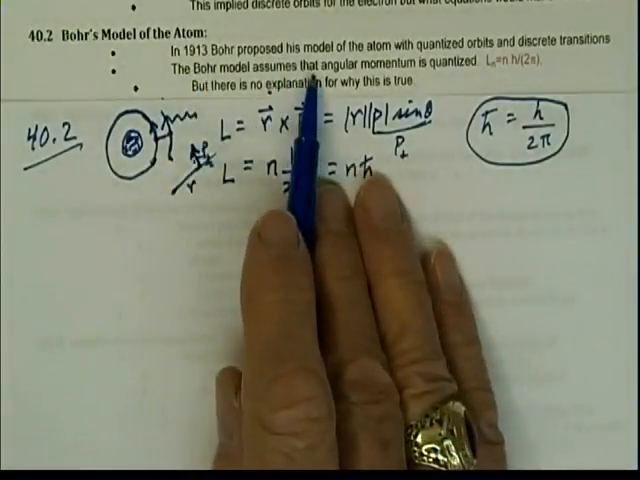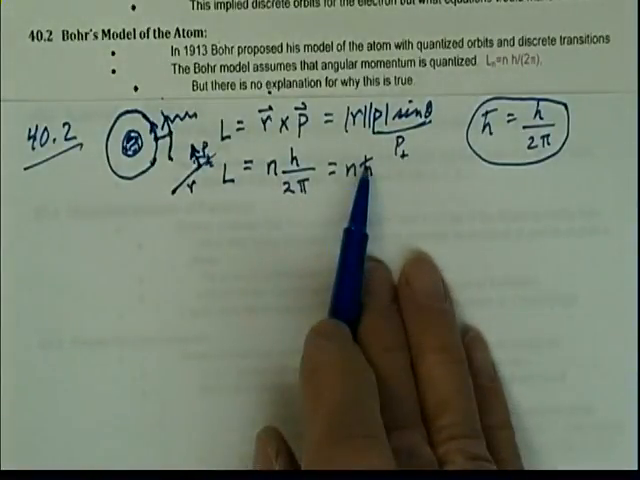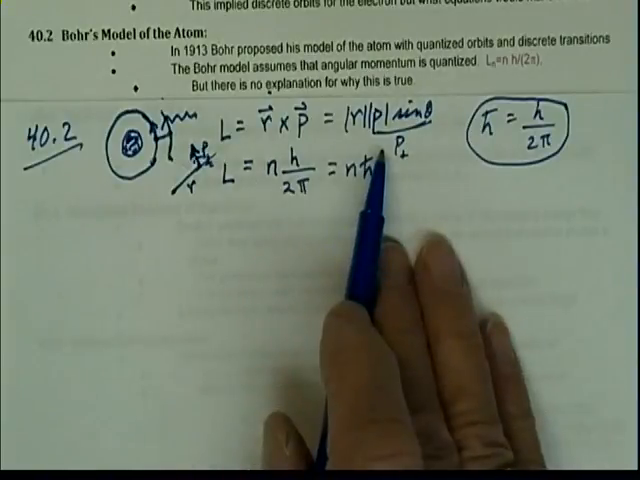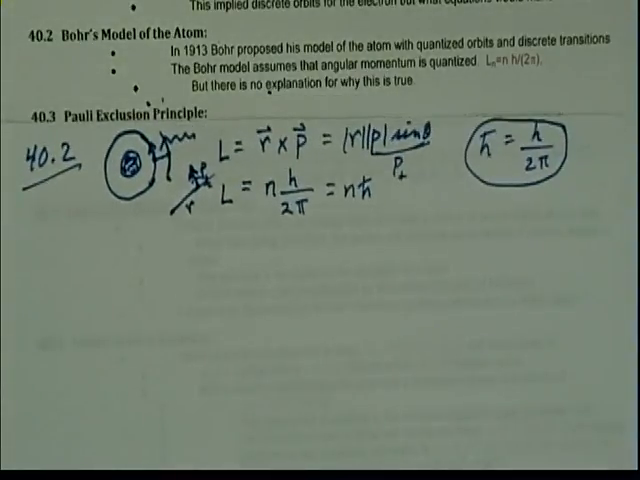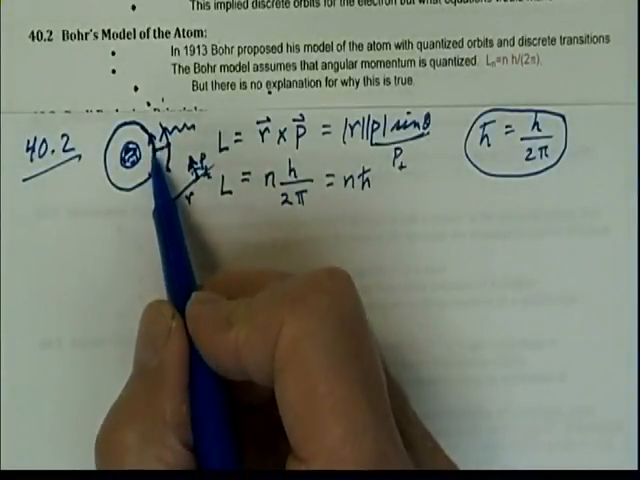By Bohr's proposal here, he was able to show that this would in fact lead to the energies that we would get, but he had no idea why this was true. Now, how would this lead to certain energies?